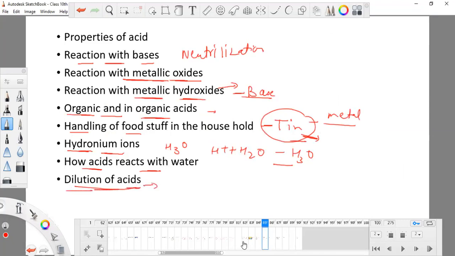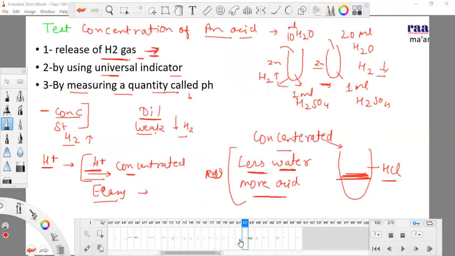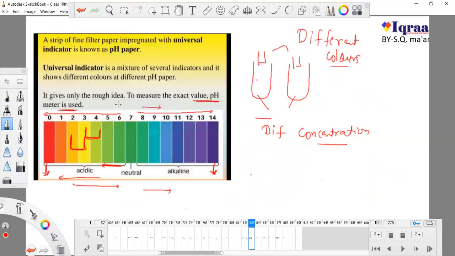what is dilution of acid and how can we dilute acid, and how to check whether some acid is more diluted or less diluted: by the release of H2 gas, by using universal indicator, and third by using pH. So this is all about acid.